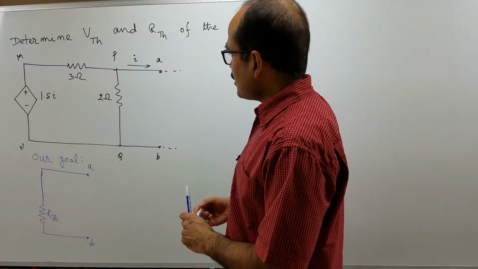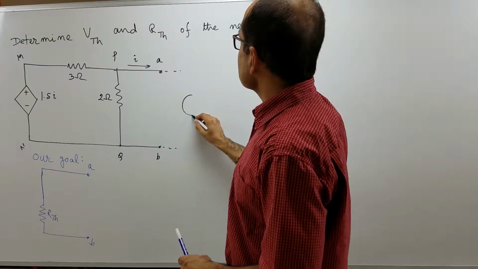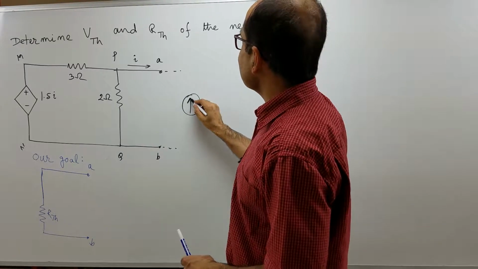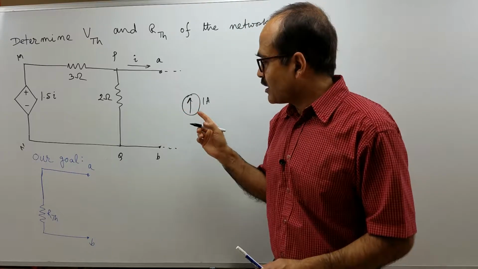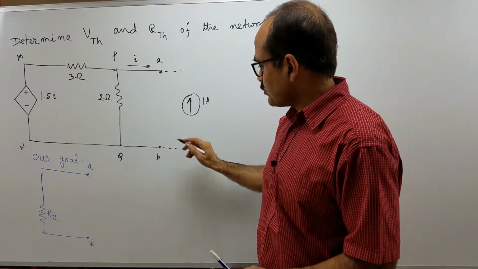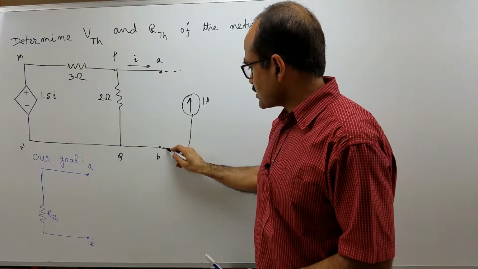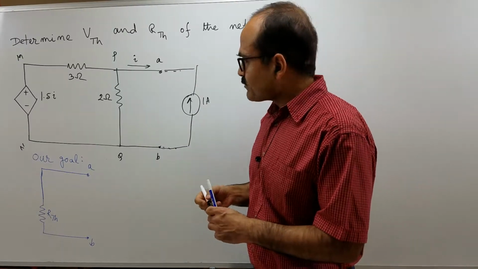Now, how to find R Thevenin? For that we have to supply a test current of 1 ampere, and for that we have to include one current source here. So, I include one current source supplying 1 ampere to the network. This is connected across AB. So, this is the test current.